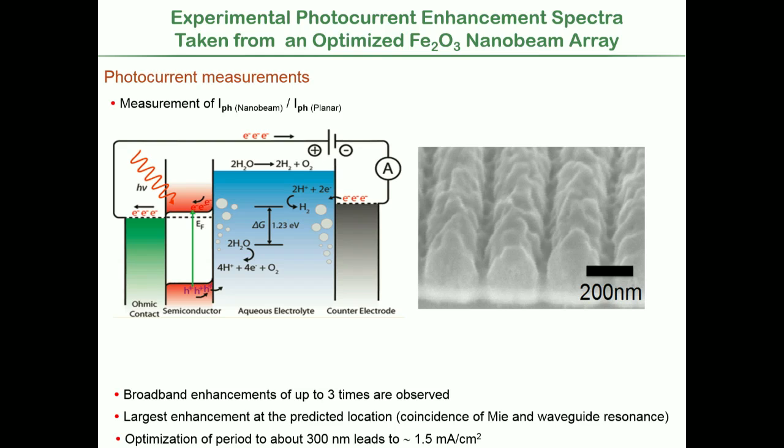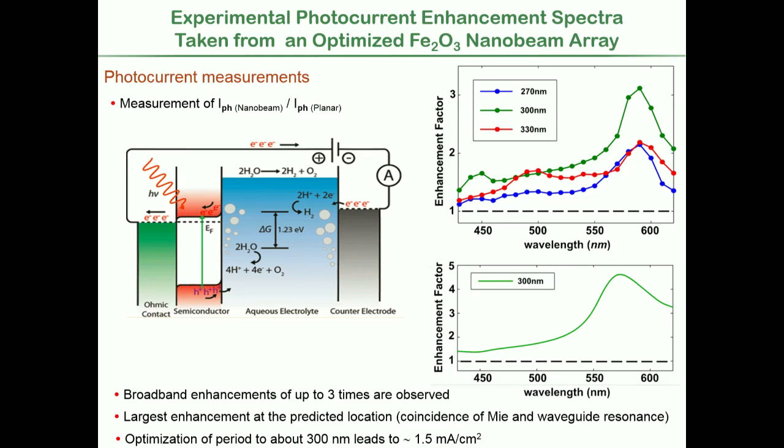With light, I can generate an electron hole pair. The hole can drive the oxygen evolution reaction. The electron goes through an external circuit where we can measure the rate of reaction if we believe there are no other reactions, and thus we can use this to see how quickly the reaction goes in a sample where we have beams and a sample where we don't have beams. And what you can see in the measurements, if you plot the photocurrent enhancement for a sample with a structure with beams versus a smooth sample, is that we get a significant enhancement right at a frequency where our simulations predict that we have a Mie resonance.